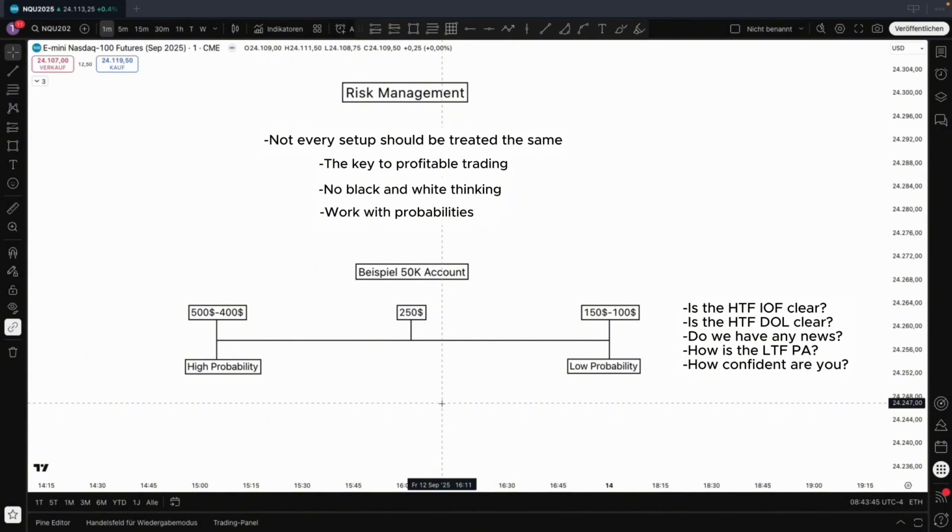Because what do you think? Suppose you take 5 stop losses at $100 each, but then a high probability setup comes along that you execute with 500, with a risk-reward ratio of 1:4. Then you make $2,000 in profit, have lost $500, or rather $400, and you're still $1,600 in profit for the week. Just as an example. So it's not directly about the win rate, it's about risk management.